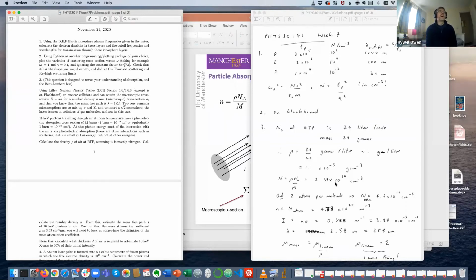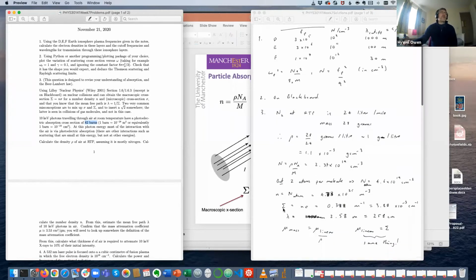However, there are 2 atoms per molecule. So the number density of the atoms is twice that. So correctly calculated, it's about 4.73 times 10 to the 25, and I've now gone to per meter cubed because I've multiplied by 10 to the 6 from per centimeter cubed. So I can now calculate, so this 82 barns here applies per nitrogen atom. So per nitrogen atom, the macroscopic cross section is just n sigma. So the microscopic cross section is the effective area of each atom, which is 82 barns. The macroscopic cross section is 0.388 per meter. So they have different units.